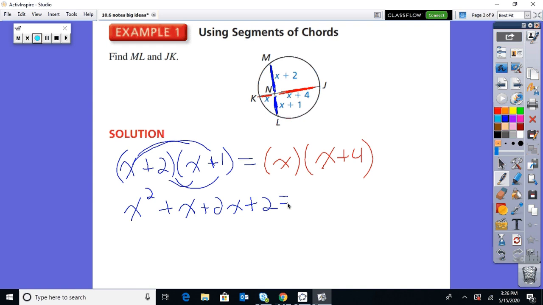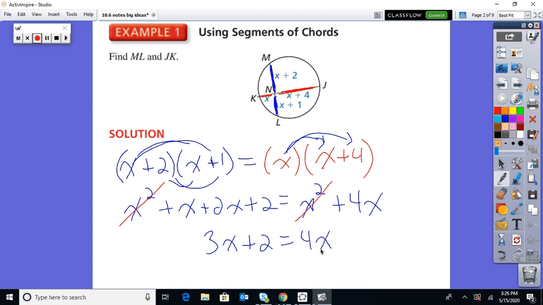On the right-hand side, you just distribute. So x times x, and then x times 4. In this one, it's not going to end up being crazy for us because the x squareds are on both sides, so you can just subtract them out. So we can solve this one pretty easily. 3x plus 2 equals 4x. Subtract 3x on both sides. x is 2.